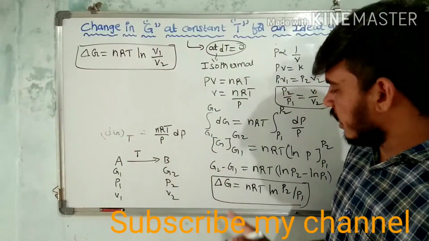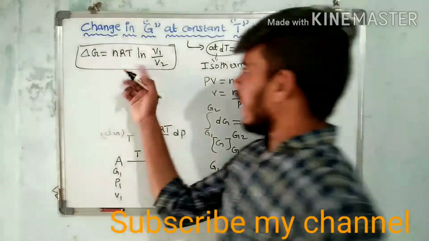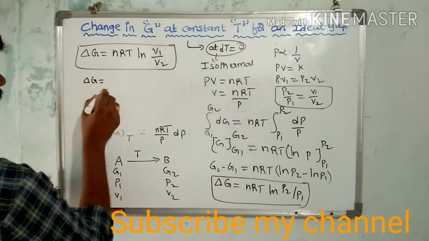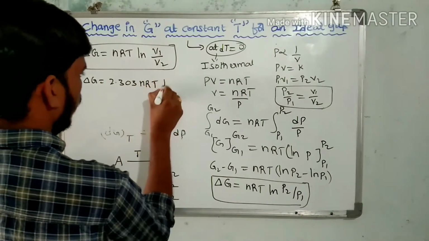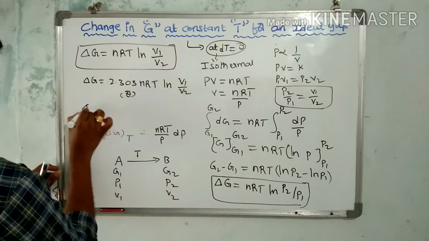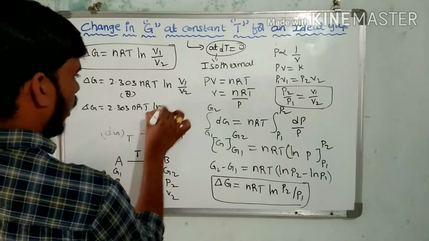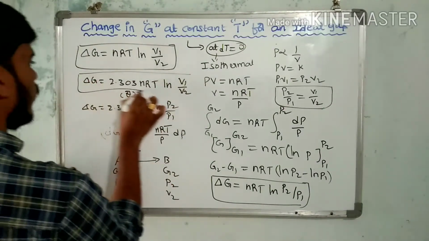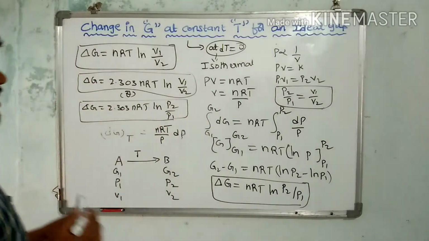In terms of pressure, delta G is equal to nRT ln P2 by P1. Now we have to change this ln value into logs. So delta G is equal to 2.303 nRT log V1 by V2, or delta G is equal to 2.303 nRT log P2 by P1. These are the change in Gibbs free energy of an ideal gas at constant temperature.